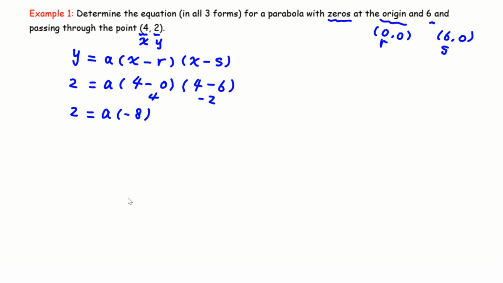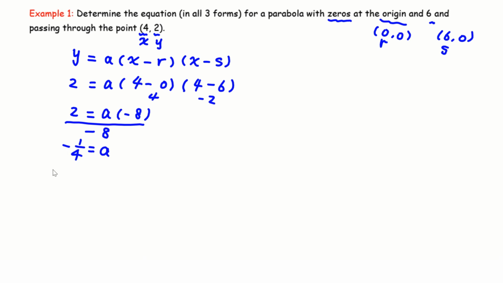Then in order to solve for a, we bring the negative 8 to the other side by doing the opposite operation, that is division by negative 8. Then we are going to have a equals negative 2 over 8. The simplest form is 1 over 4. So a is negative 1 over 4.